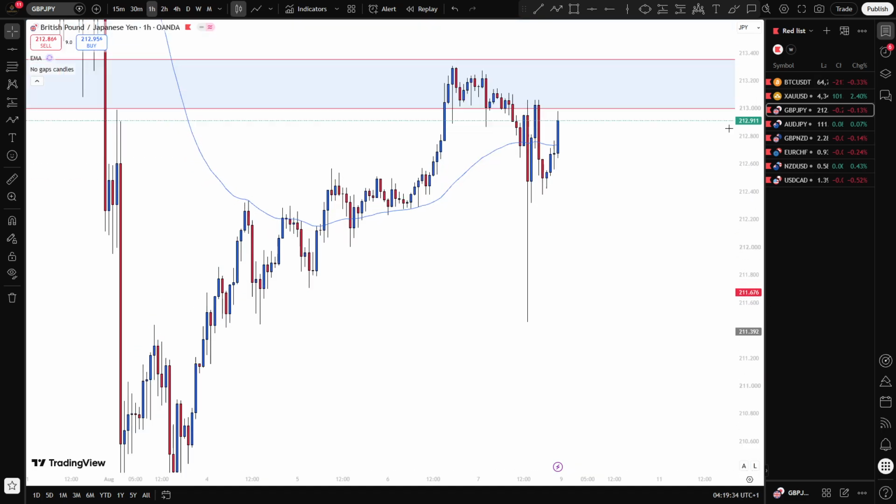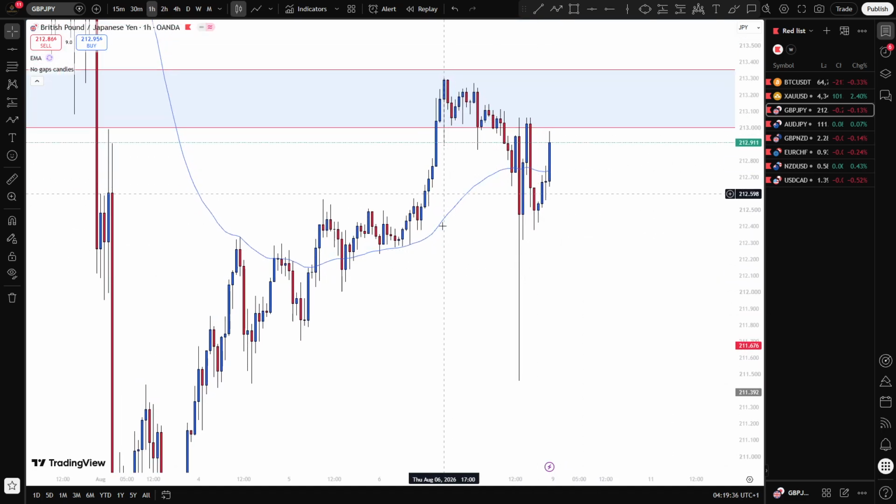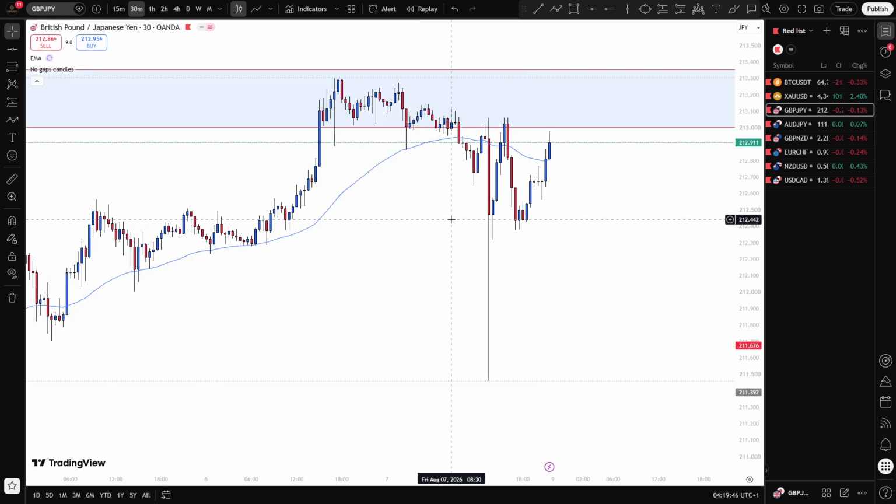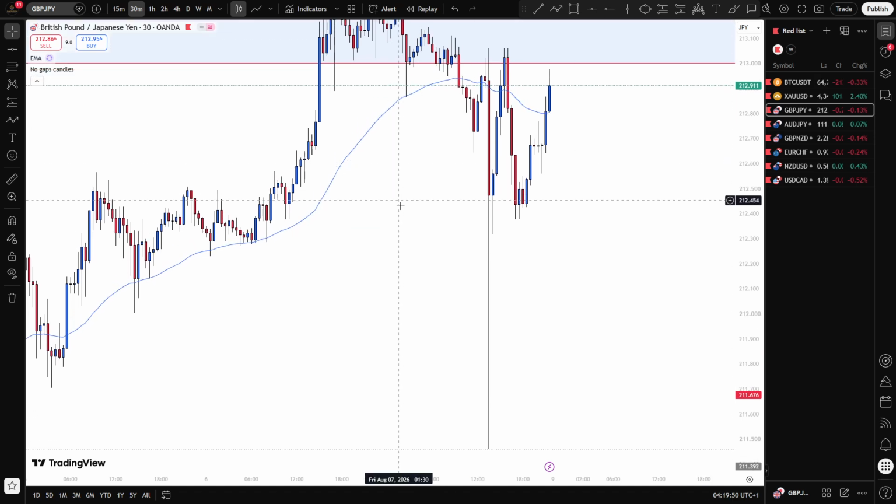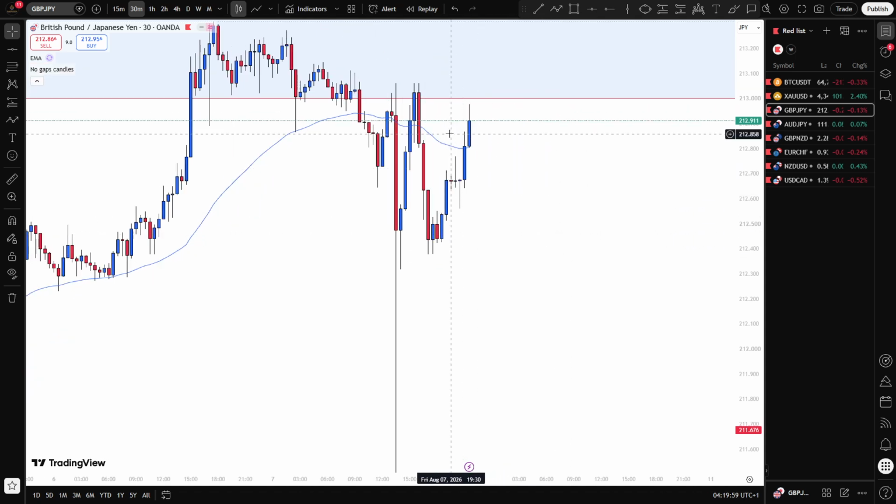1-hour also has not shifted structure. So this is the higher high, this is the higher low. So 30 minutes, the 30 minutes has shifted structure. Okay, so now we've had the pullback to this zone over here.